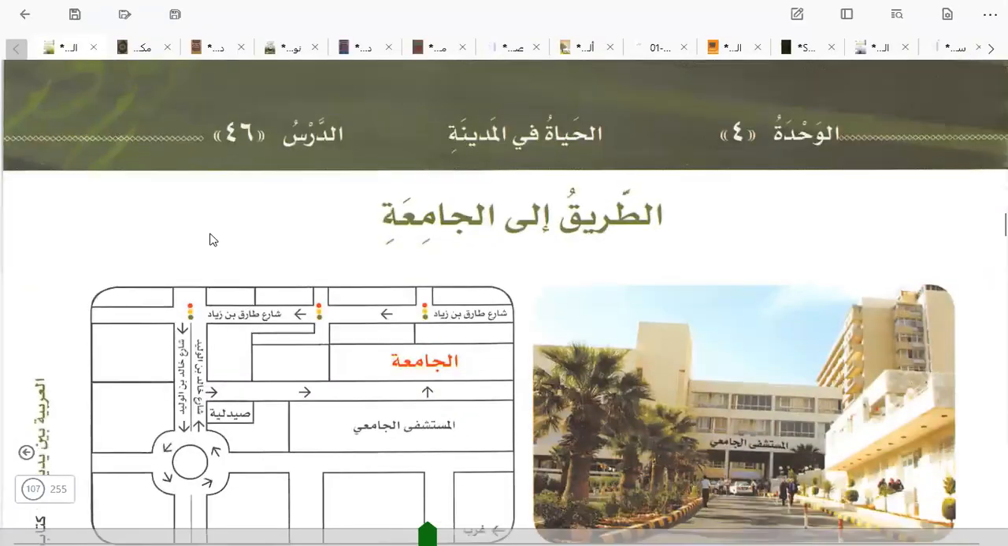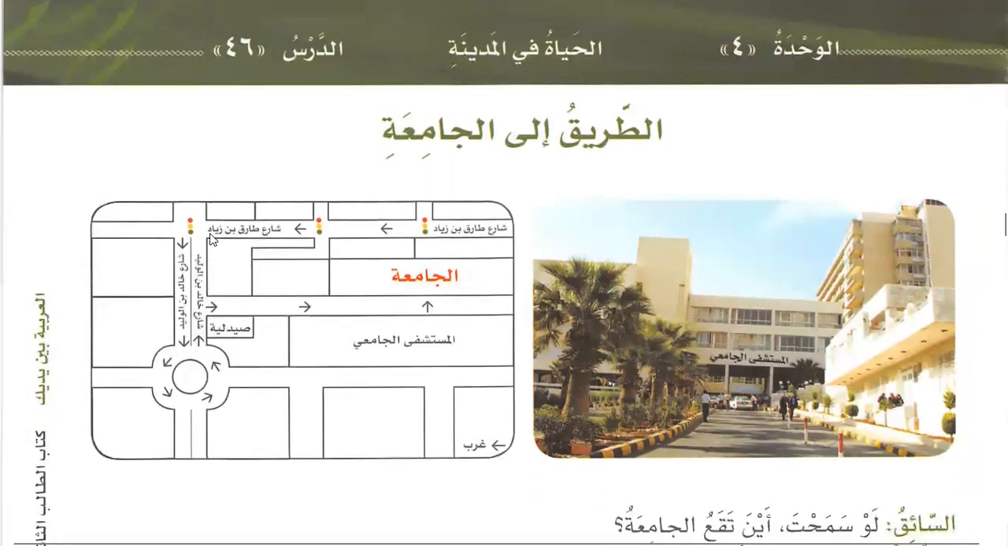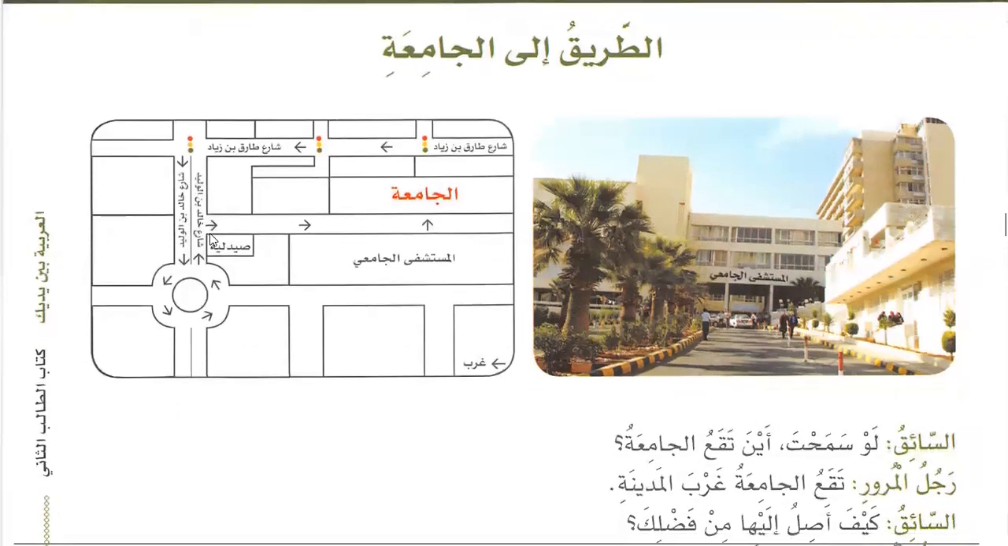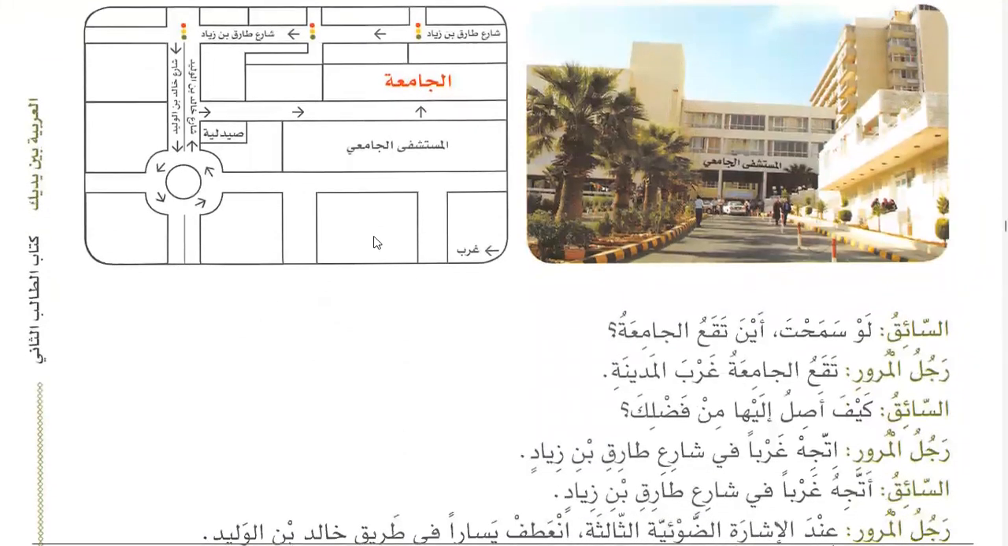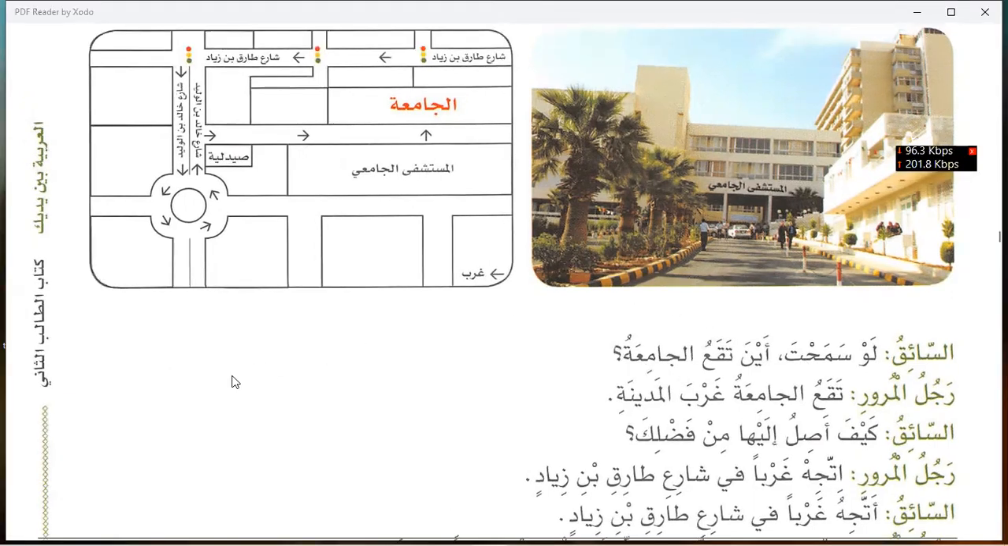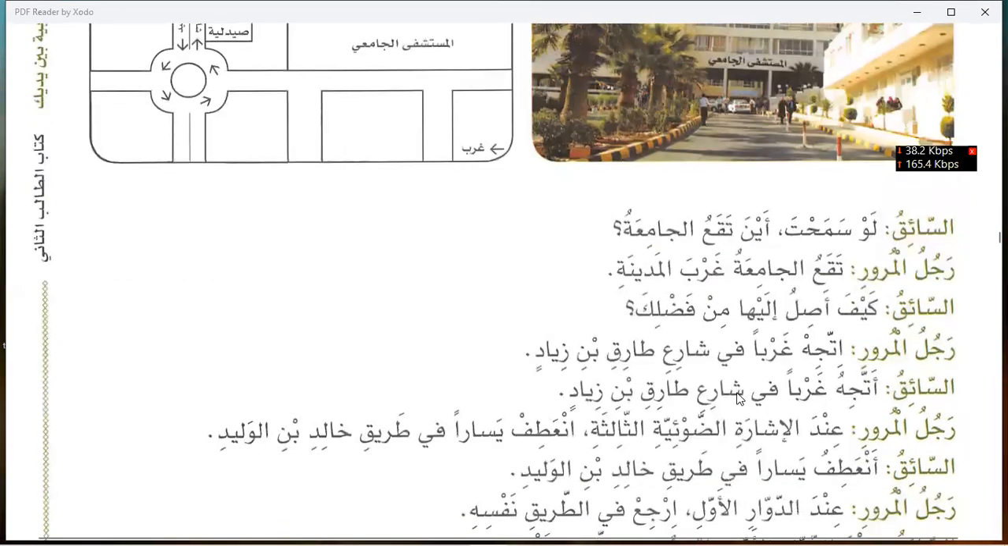Okay. الدرس السادس والأربعون: الطريق إلى الجامعة. The road to the university. السائق, the driver. لو سمحت, please. أين تقع الجامعة؟ Please tell me where the university is located. تقع means located. رجل المرور means the traffic warden, the traffic policeman you can say.